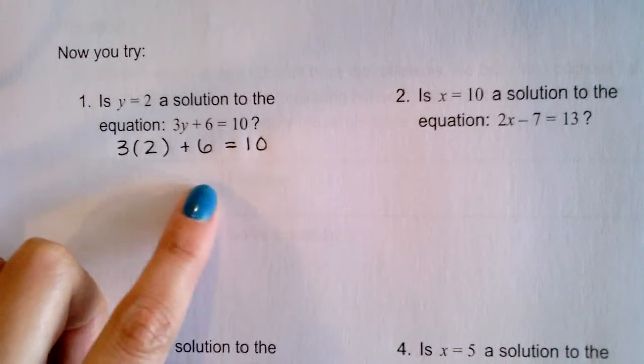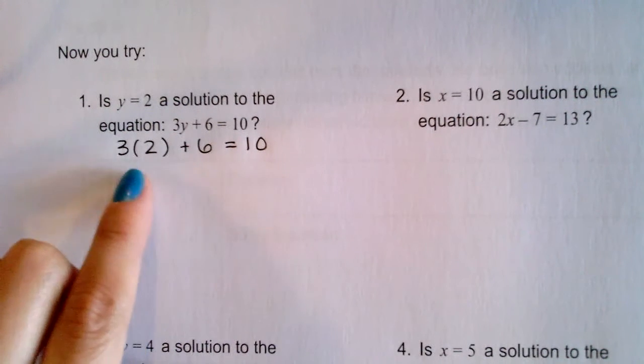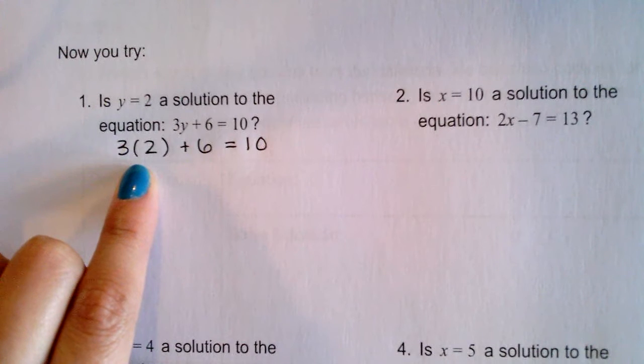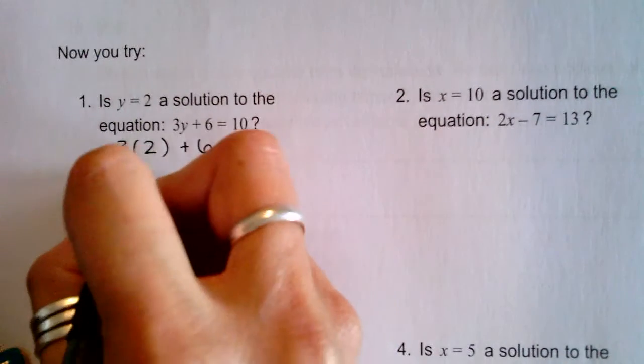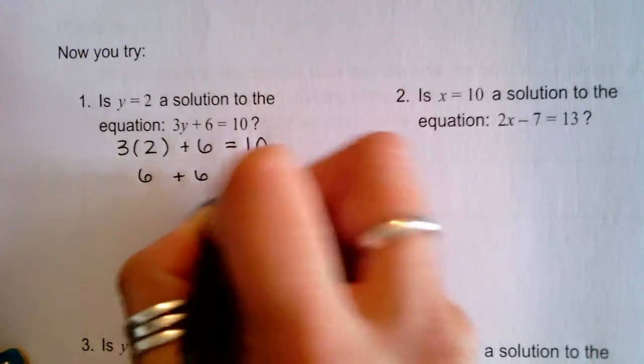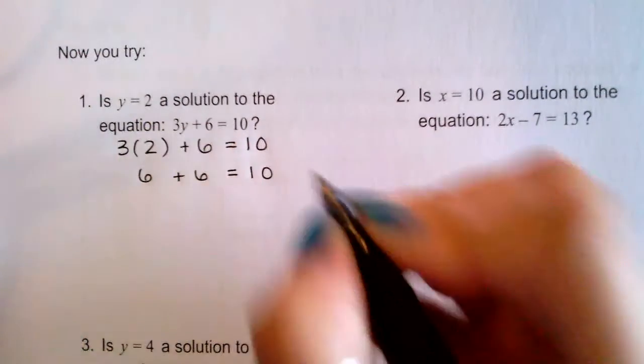We don't have any exponents, so we can skip the E. We do have multiplication happening. Remember, multiplication can be shown with like a number in parentheses. So let's do this part. We have 3 times 2. That would give us 6 plus 6 equals 10.